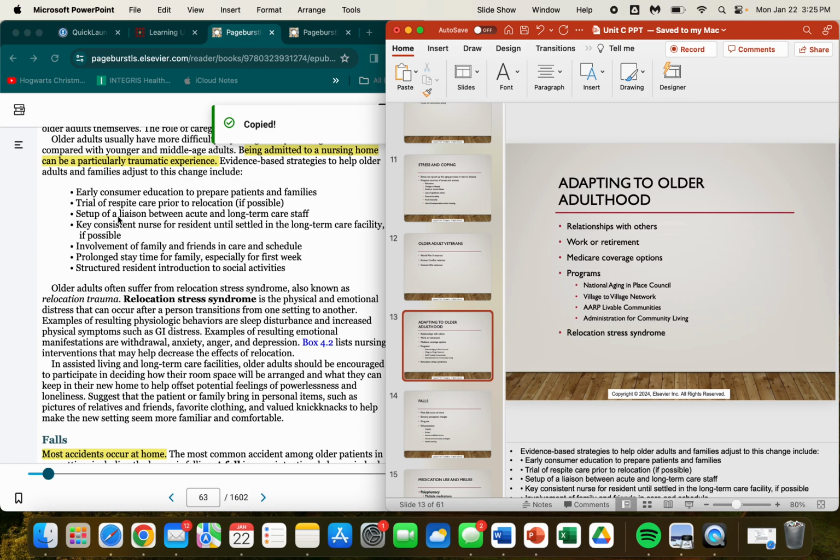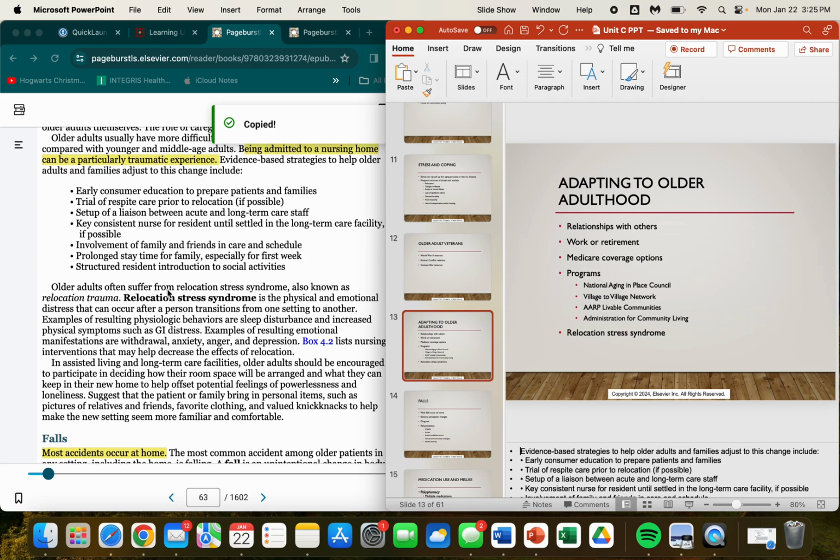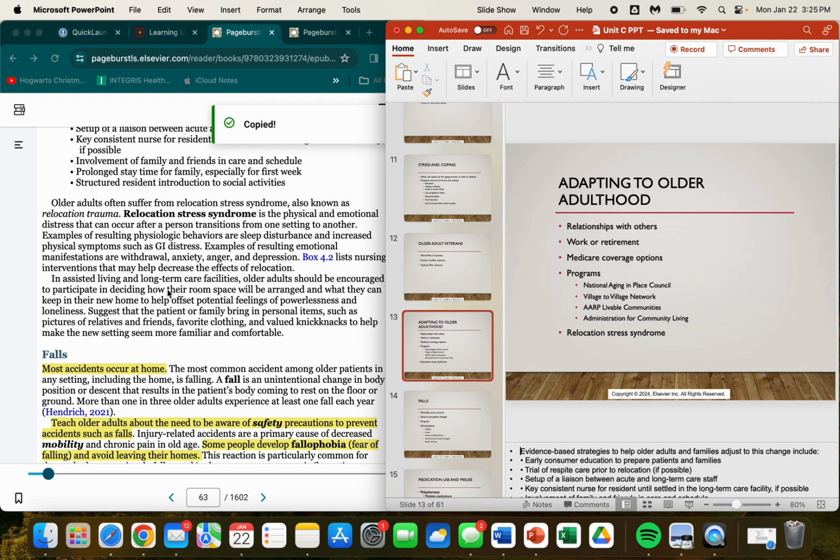It talks about setting up a liaison between acute and long-term care. A key consistent nurse for residents until they're settled, so having the same nurse consistently. Involvement of family and friends in their process and schedule. So promoting as much independence as they can and getting their family involved as much as possible are all good ways to help reduce relocation stress and trauma.